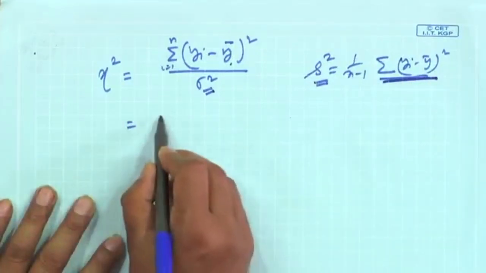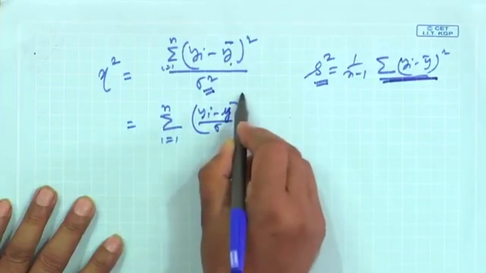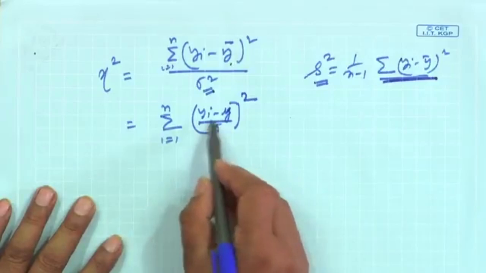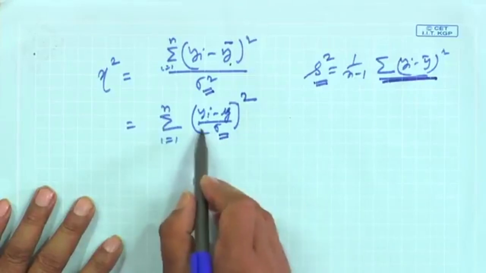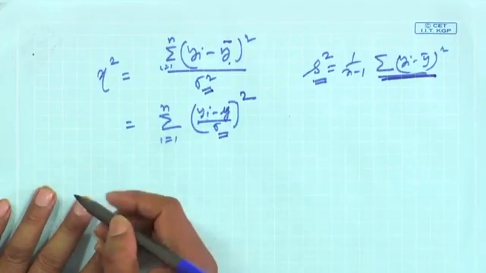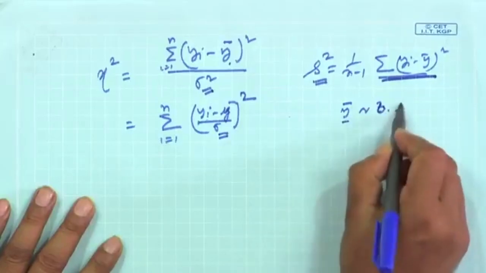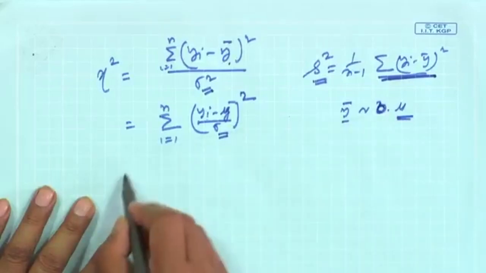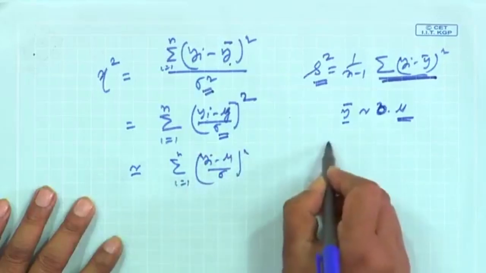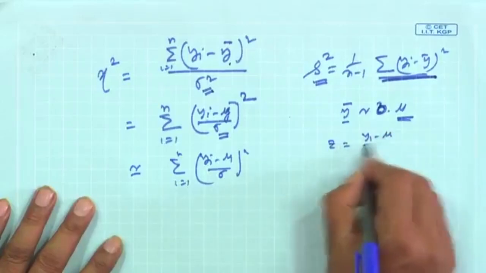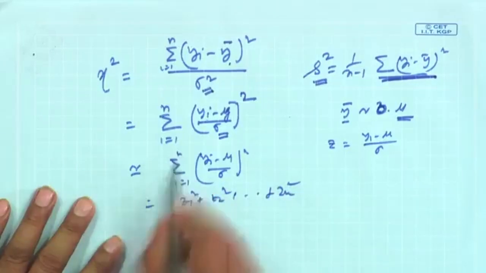Now, this can be rewritten like this: sum for i equal to 1 to n of (yi minus y bar) by sigma, squared. What is this? You will find this is nothing but z. Why? If we think that y bar is an estimate of mu, then this can be written approximately as the sum for i equal to 1 to n of (yi minus mu) by sigma, squared, and you know the standardization z is (yi minus mu) by sigma. So, this is nothing but z1 square plus z2 square plus up to zn square.